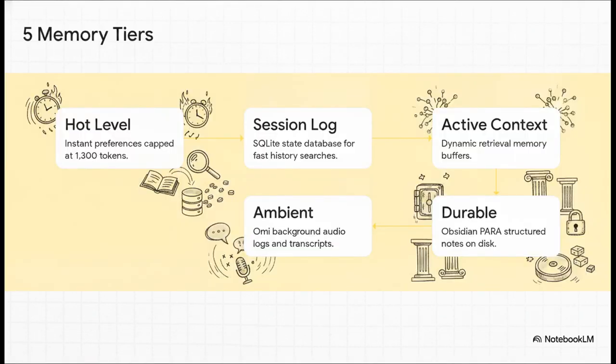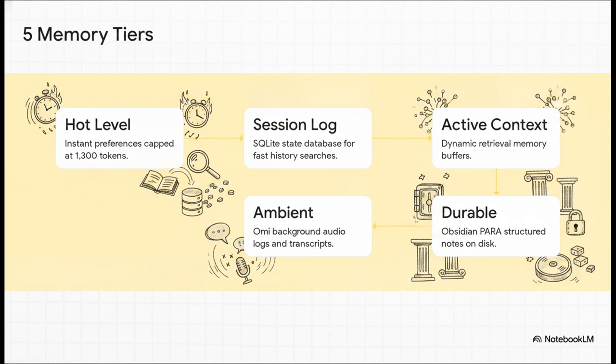Let's actually step through these 5 distinct memory tiers that make this compression possible. We are distributing data flawlessly here based on stability and frequency. Level 1 is your hot local memory for instant preferences. Level 2 is your cross-session database log for superfast searches. Level 3 uses dynamic buffers for active context. Level 4 acts as your durable, permanent knowledge base right on your desk. And Level 5 captures that ambient background context from your daily audio logs.